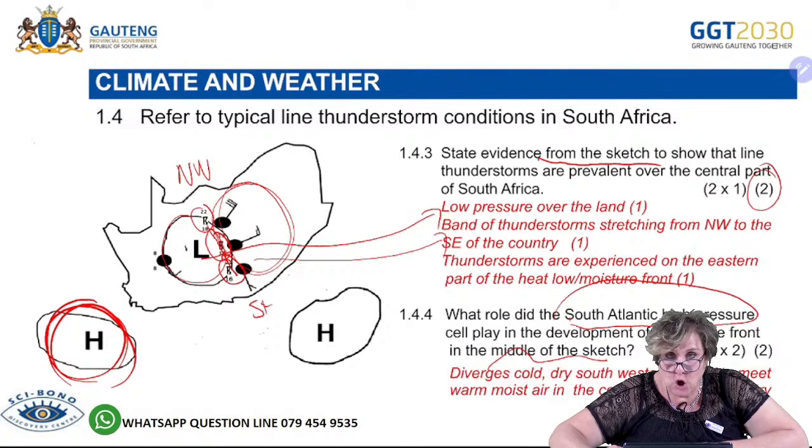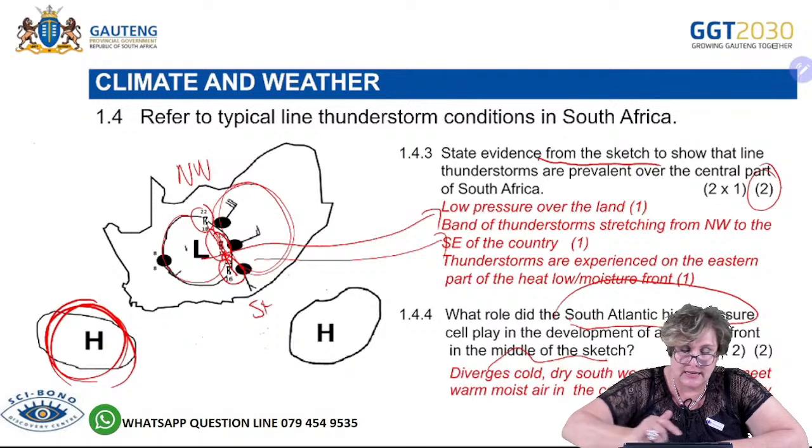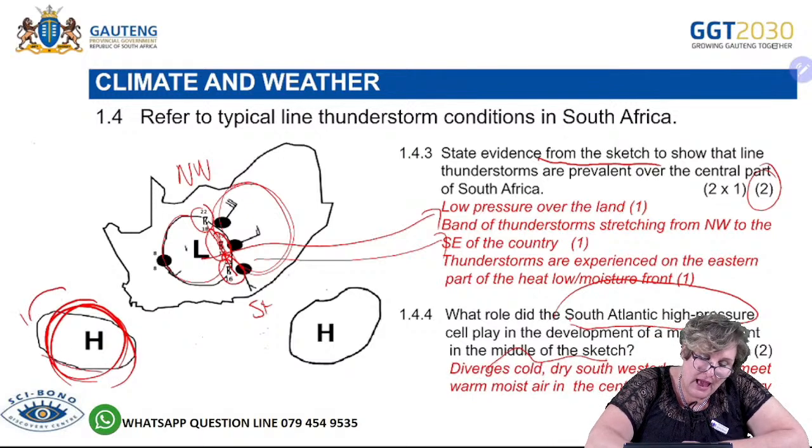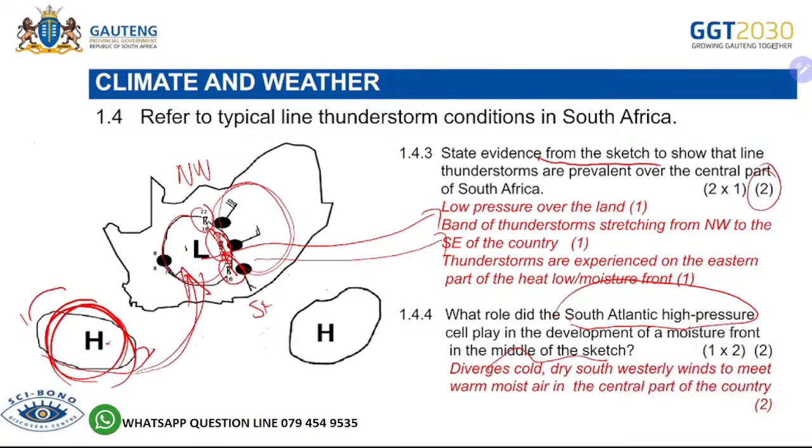It diverges cold, dry, southwesterly winds to meet warm moisture in the central part. Remember, we have anticyclonic circulation of air that moves from high to low. So it comes from here. It's over the cold ocean, so it's cold and dry, where I have my South Indian high pressure cell. He comes in from the northeast. This air is warm and moist. So this cold and dry air is going to meet this warm moist air on this line.